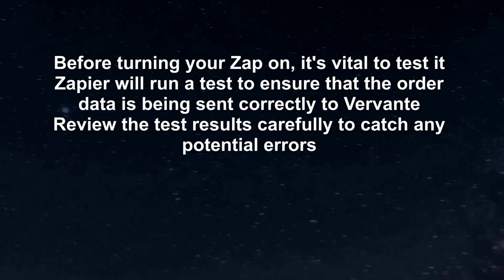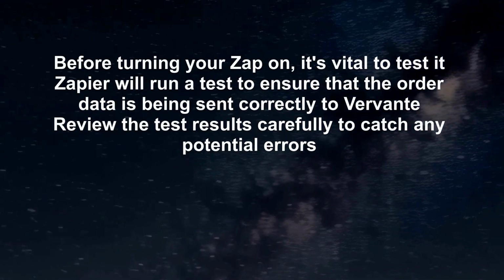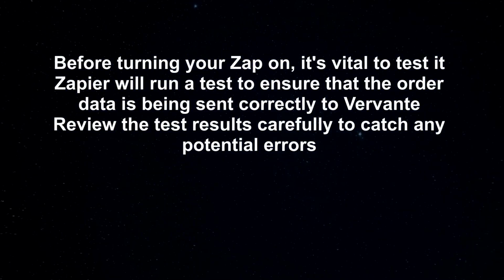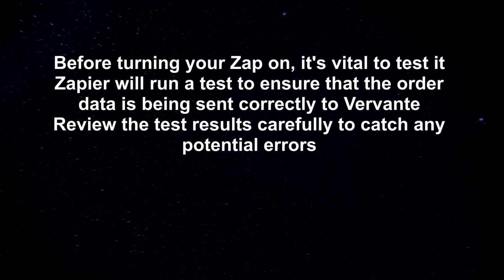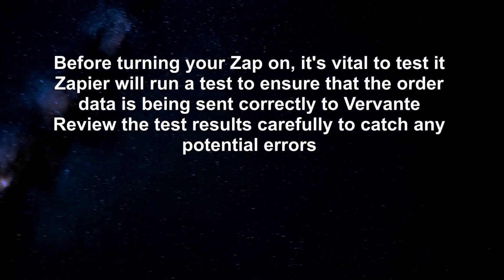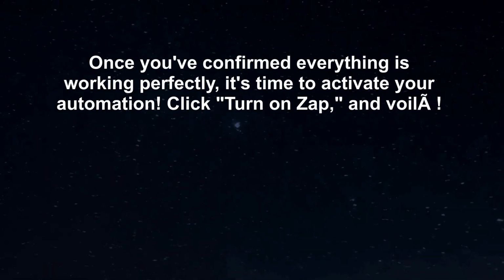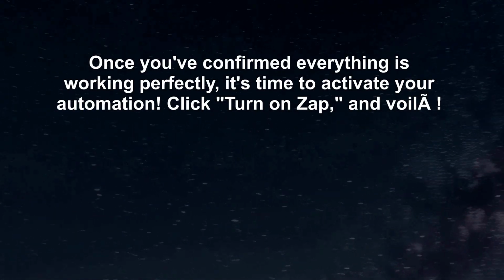Before turning your Zap on, it's vital to test it. Zapier will run a test to ensure that the order data is being sent correctly to Vervante. Review the test results carefully to catch any potential errors. Once you've confirmed everything is working perfectly, it's time to activate your automation.